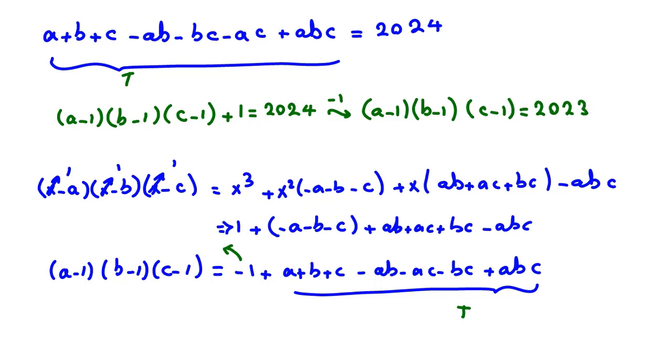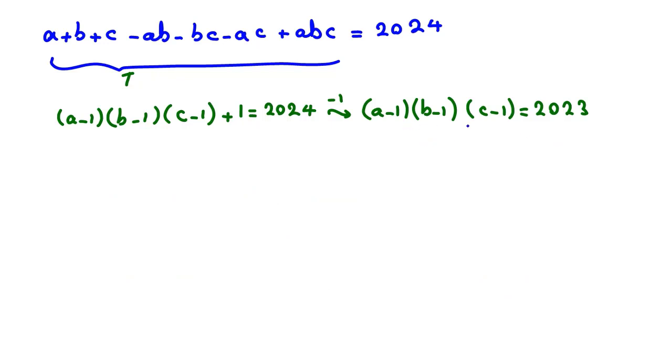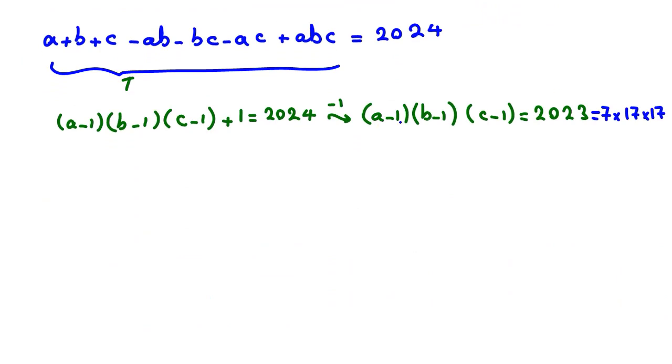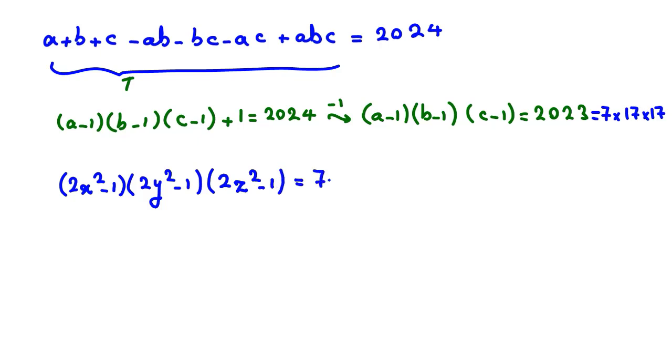Okay, here the product is 2023. We should know the prime factorization of 2023, which is 7 times 17 times 17. And now we know a was 2x squared. So each term is 2x squared. So it will be 2x squared minus 1, the next one is 2y squared minus 1, and 2z squared minus 1, equal to 7 times 17 times 17.